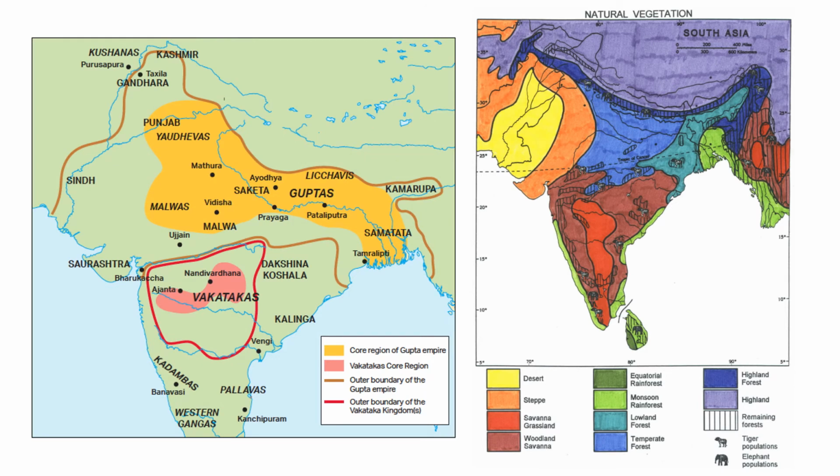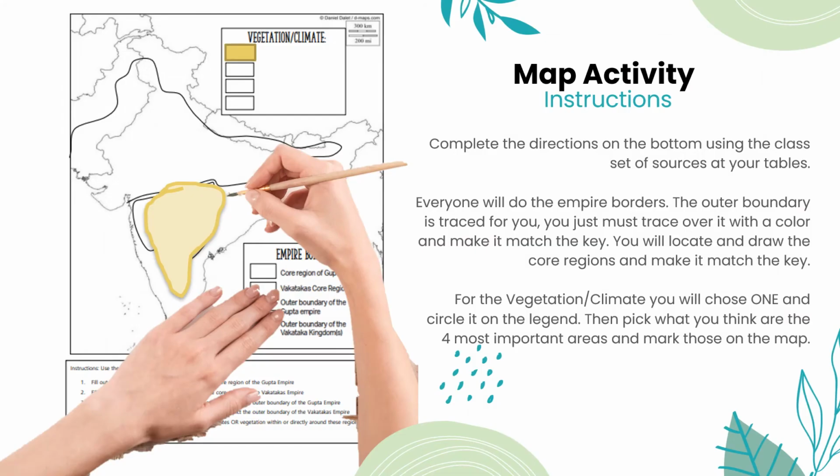I also wanted to give you an idea of what their vegetation looks like. I'm showing you this map of vegetation. The Vakatakas, for example, in this area is going to be savanna grassland and woodland savanna. Up north in the Guptas, you have several areas of vegetation. So you have a little monsoon rainforest, a little lowland forest, a little temperate forest, and so on. The reason I'm showing you both is because you are going to create a map.